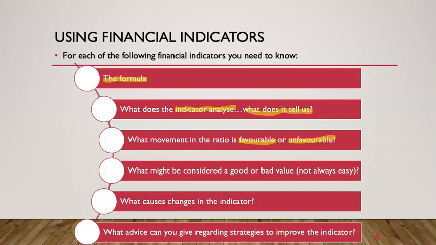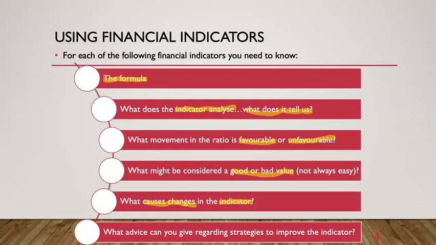And then for some of these, what might be considered a good or bad value. Some of these indicators actually have a value that you would expect to see. It's not always easy because businesses are different, but what would we be looking for? And then if we know all this, we can then start to think about advice. What might have caused the changes in the indicator?